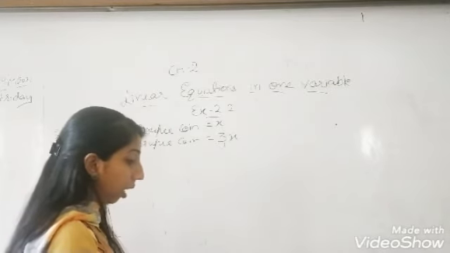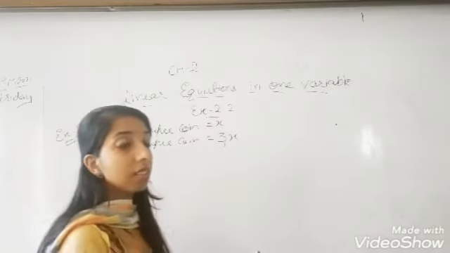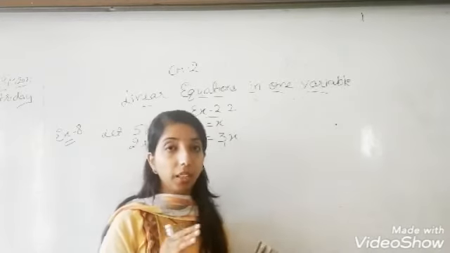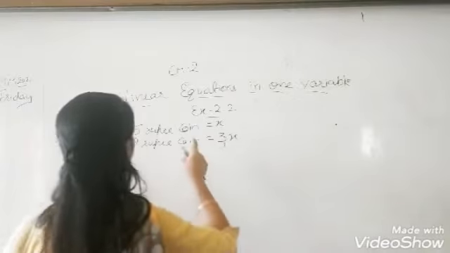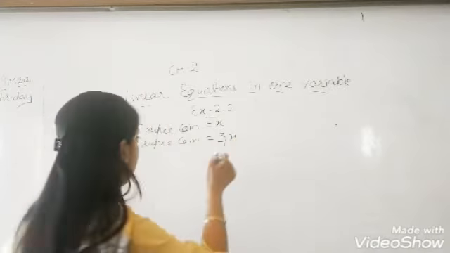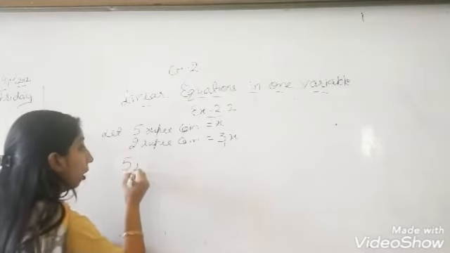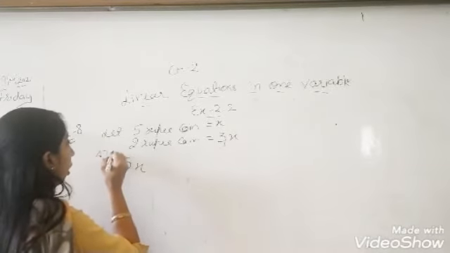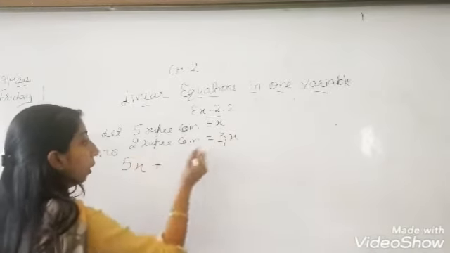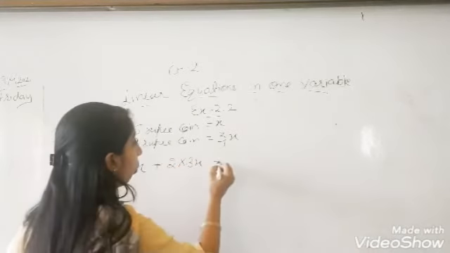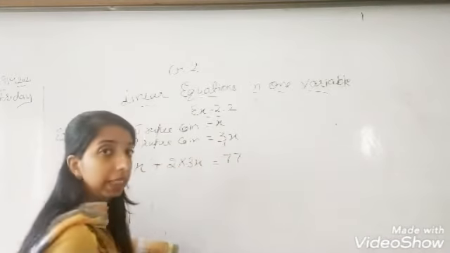Then they said, now totally he has a sum of rupees 77. Means totally, how many coins is he having? x 5 rupee coins. So the total money with the 5 rupee coins will be 5x. Okay? And the 2 rupee coins, how many? How much is he having? 3x, 2 into 3x, and totally he is having 77.